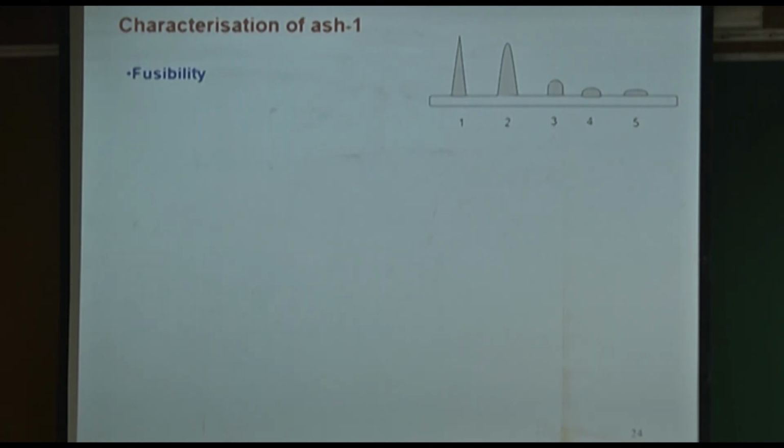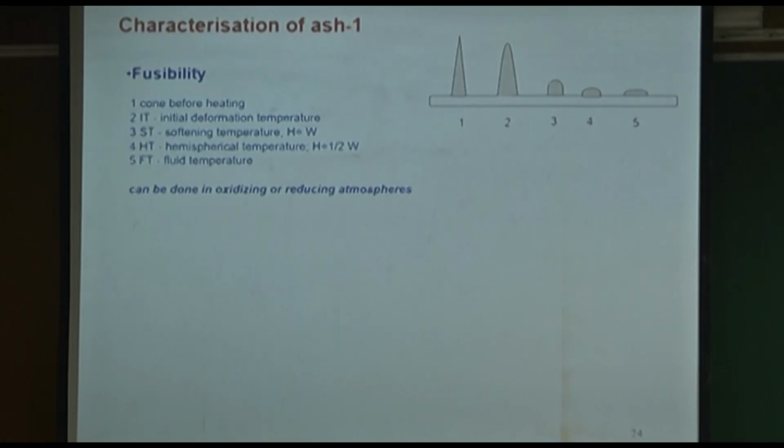The important thing that goes into the boiler design is, okay, I will not allow my furnace exit gas temperature to go anywhere closer to that temperature. So that's what it is. So number 2 is initial deformation temperature, then softening temperature, this one is hemispherical temperature, and fluid temperature.